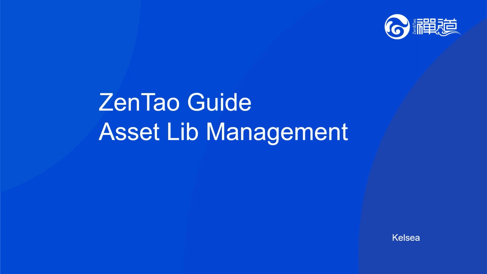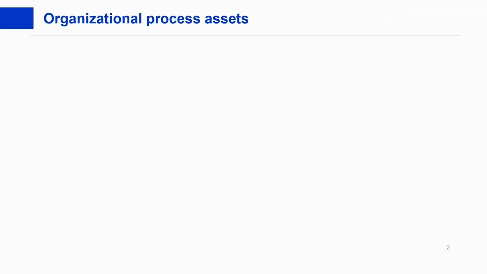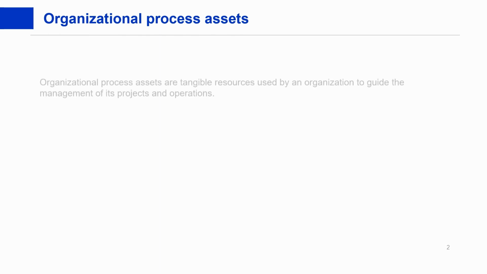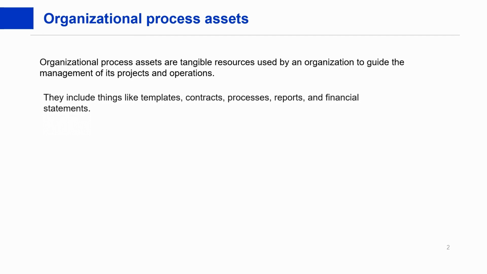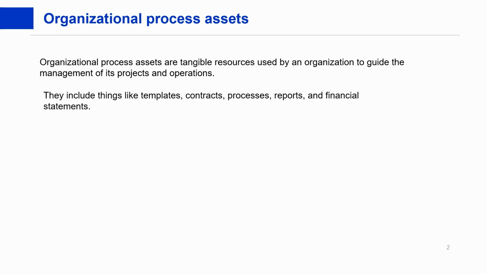Before we dive into the details, let's take a moment to familiarize ourselves with the concept of organizational process asset management. This will give us a better understanding of the design principles that underlie the ZenTao platform. Organizational process assets are tangible resources used by an organization to guide the management of its projects and operations. They include things like templates, contracts, processes, reports, and financial statements.